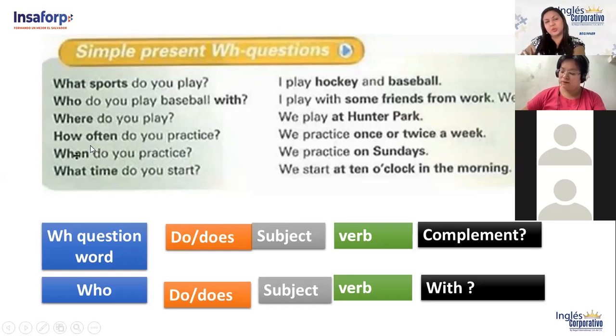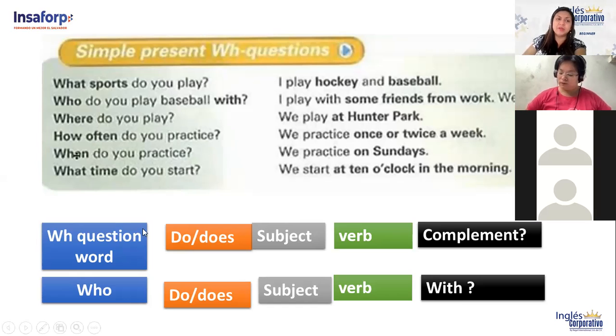More questions. Where do you play? The answer is a place. We play at Hunter Park. How often do you practice? We practice once or twice a week. When do you practice? We practice on Sundays. What time do you start? We start at 10 o'clock in the morning.